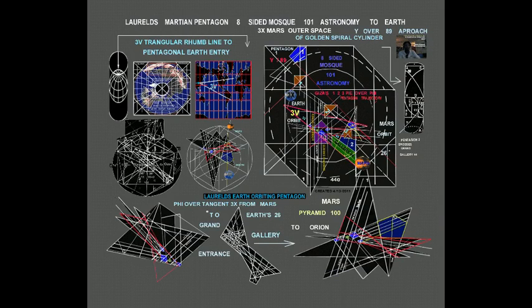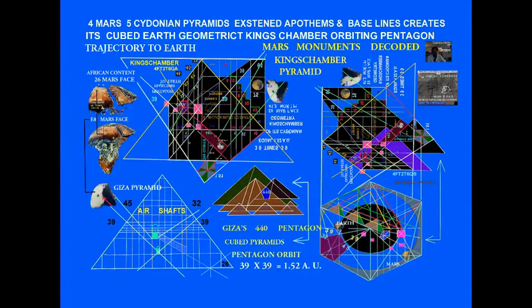Now, if we have the pi relationship of the Giza pyramids, it becomes clear once you look at the aerial viewed Giza pyramids within this 8-sided mosque globe Earth geometry. I'm putting these images on the DVD.